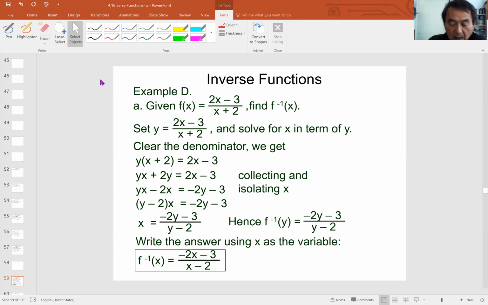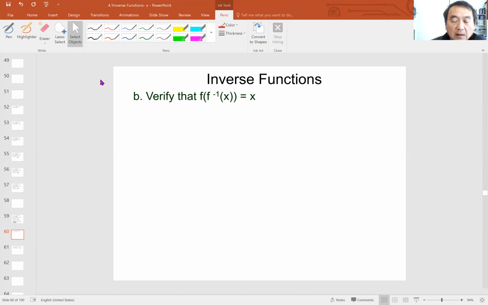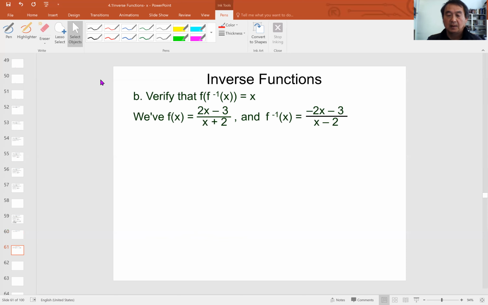Okay. Now, we're going to verify that the theorem says f inverse of x should be x. So let's go through the algebra. Meaning what? F inverse of x is all this formula. Okay, and f of x is this formula.